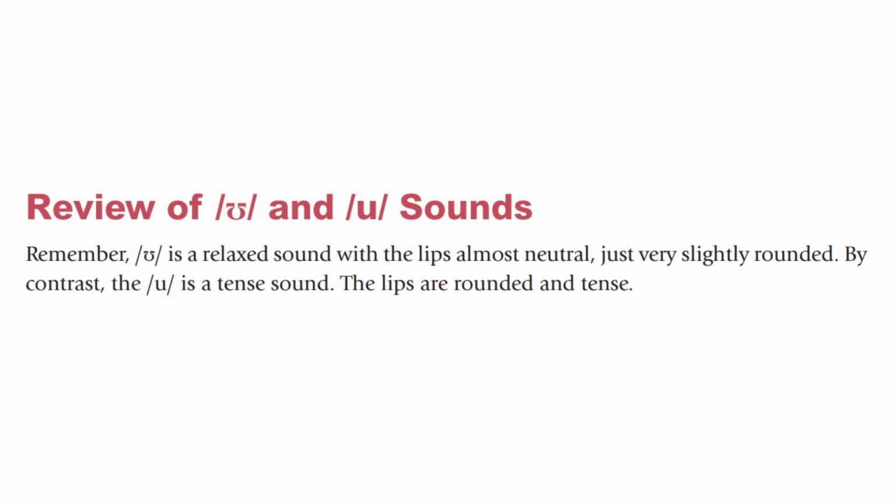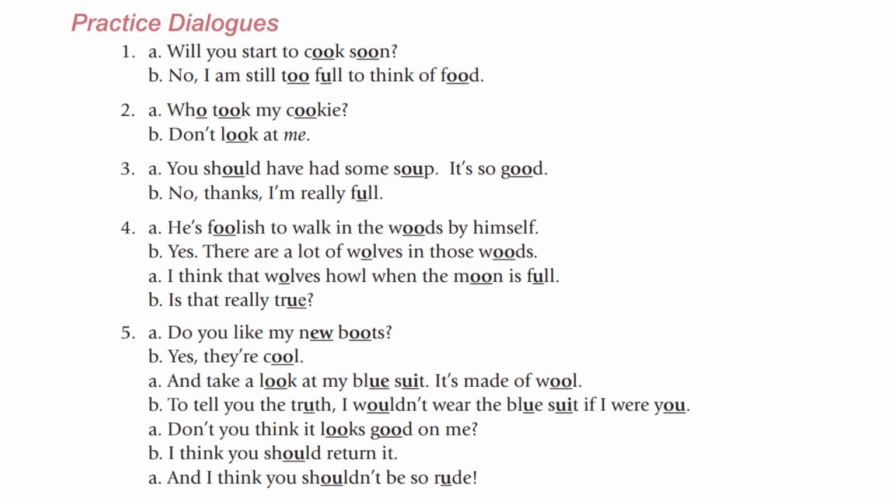Review of uh and oo sounds. Sound contrasts for practice for uh and oo. Remember, uh is a relaxed sound with lips almost neutral, just very slightly rounded, and oo is a tense sound. The lips are rounded and tense. Dialogues for practice. Will you start to cook soon? No, I'm still too full to think of food. Who took my cookie? Don't look at me.